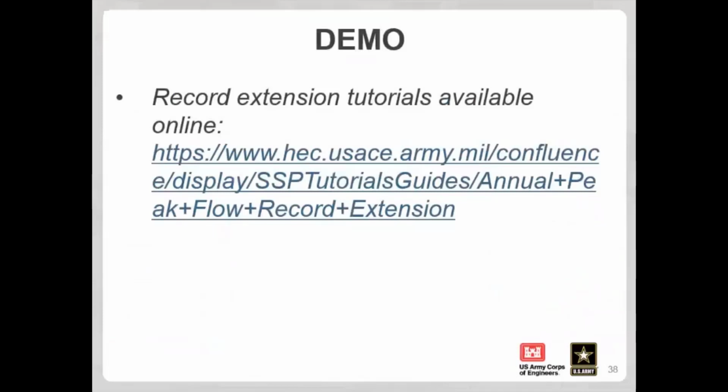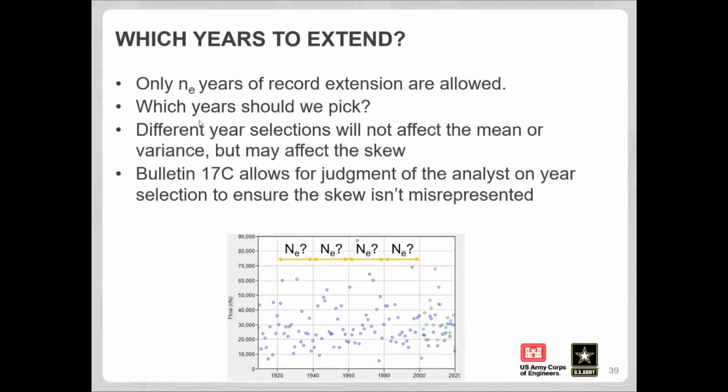There's a few other things I will talk about, though. One is, okay, say we were allowed 26 years of record extension, but which of these 26 years should we do? The way that the Bulletin 17C equations are developed, when you're looking at the effect on the mean and standard deviation, it doesn't matter what years you pick.